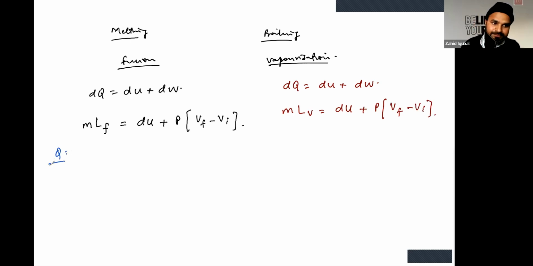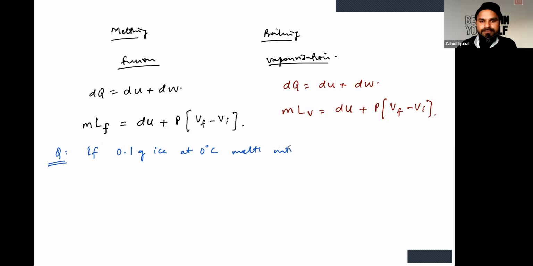You will be asked: if 0.1 gram of ice at 0 degrees Celsius melts into water so that the volume changes by 10 centimeter cube, find the change in internal energy.